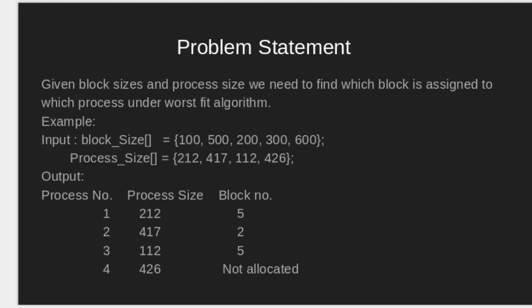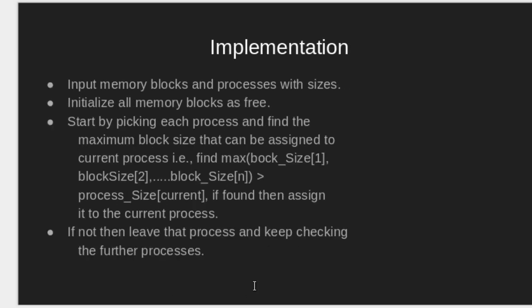Problem statement: given block sizes and process sizes, we need to find which block is assigned to which process under the worst fit algorithm. For example, your input will be like this, block sizes and process sizes, and your output should be like this. Now, let's look at the implementation.